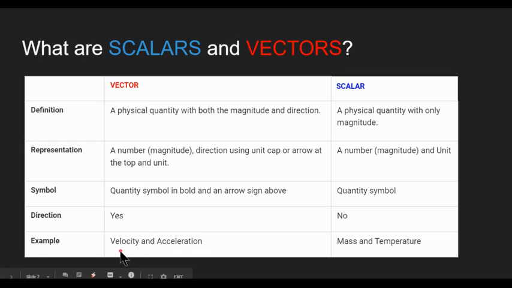Examples of vectors are velocity and acceleration, which we will look at next. Examples of scalars are mass and temperature. They have a number and a unit, but no direction.